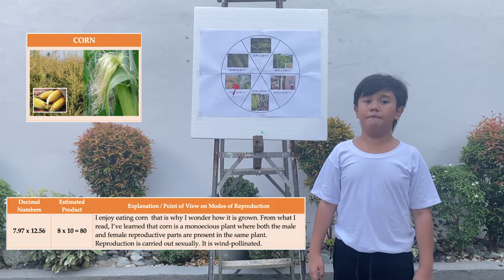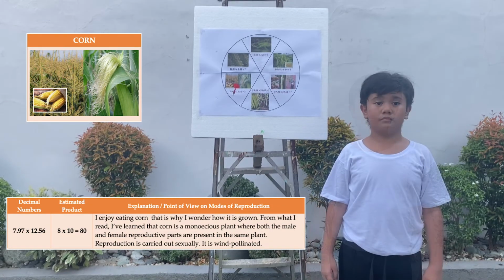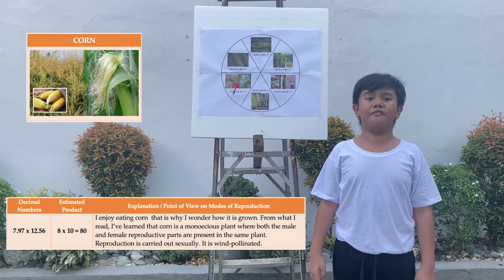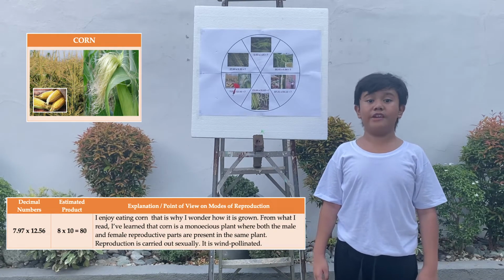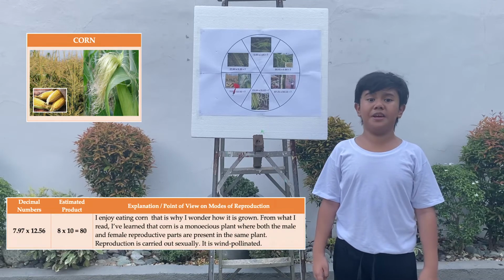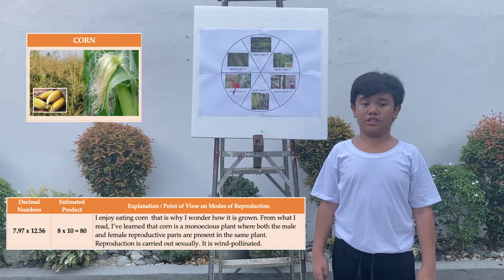It is wind-pollinated. For the given decimal numbers 7 and 97 hundredths times 12 and 56 hundredths, I will multiply 8 and 10, and with that, I got the estimated product equals 80.